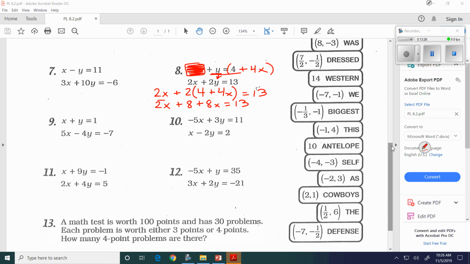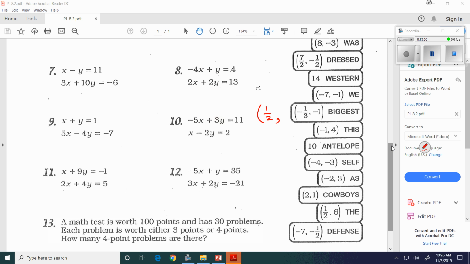I'm going to combine my like terms. That would be 10x. And I'll move my 8 to the other side, and that would be 5. This time when I divide both sides by 10, I actually have a fraction, because 5/10 when simplified is 1/2. So we know that x is equal to 1/2.